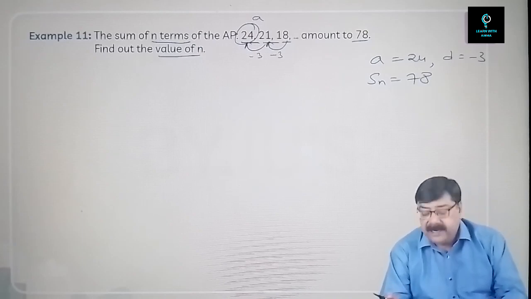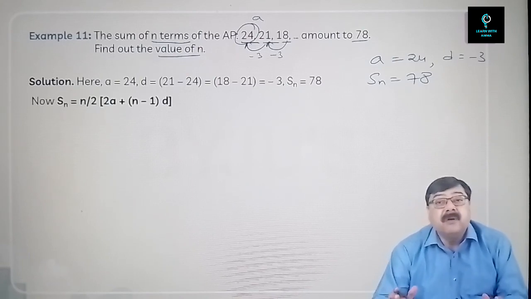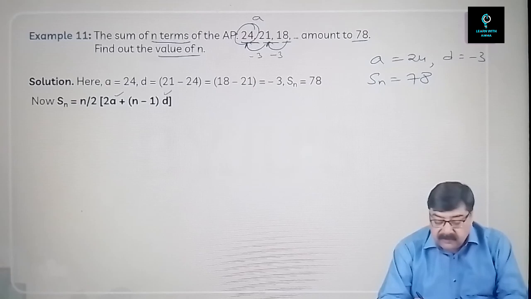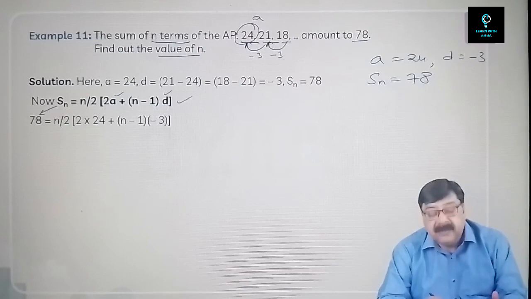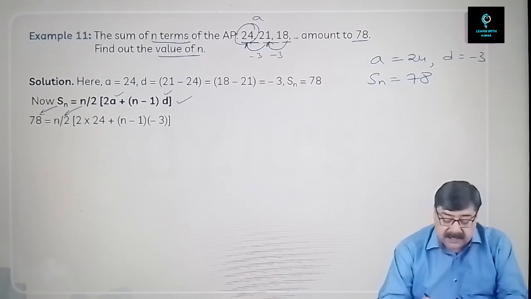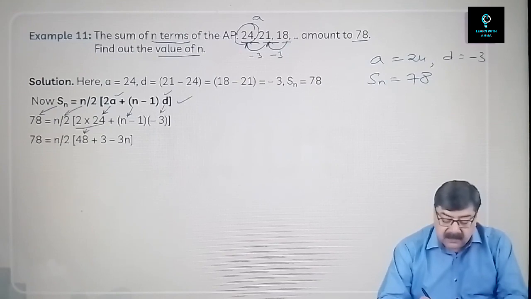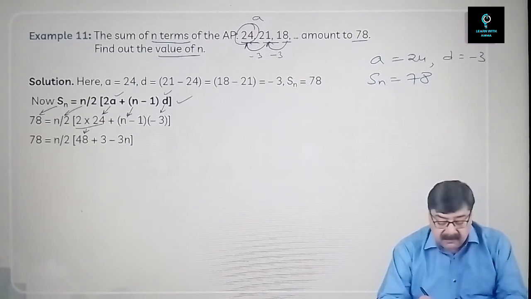So for finding out the value of n, we shall use the general formula for finding out the sum of n terms, because A and D are mentioned and the last term is not given to us. Substituting the values, Sn, that is the sum of n terms, is given as 78. N by 2, n here is unknown, so we will keep it as it is. Then twice of A, that is the first term, which is 24. N again remains the same, and D here, the common difference, is -3. So 2 into 24 is 48. And (n minus 1) into -3 shall become 3 minus 3n.